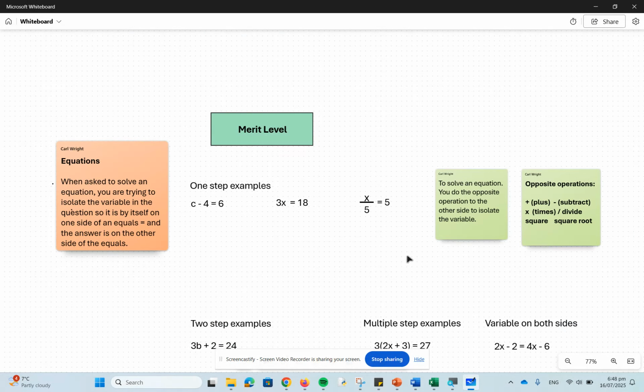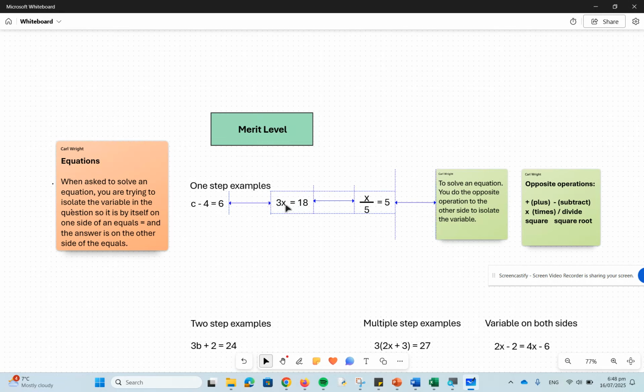Okay, here's a merit level skill, and this is where you're asked to solve an equation. Now, if you remember, an equation is where there's an equal sign and two expressions equal to each other. There's an equals, with one expression on one side and another expression on the other side. So in this case we have 3x equals 18. So that is an equation.